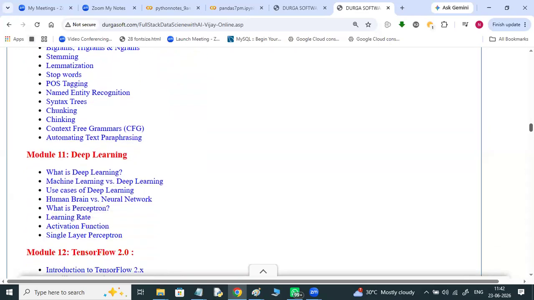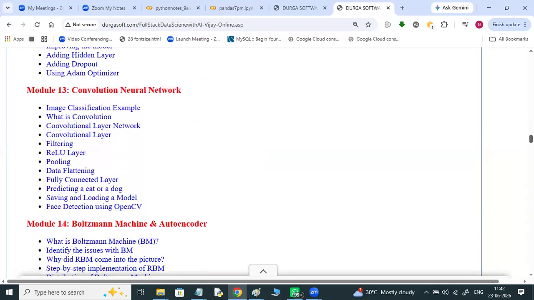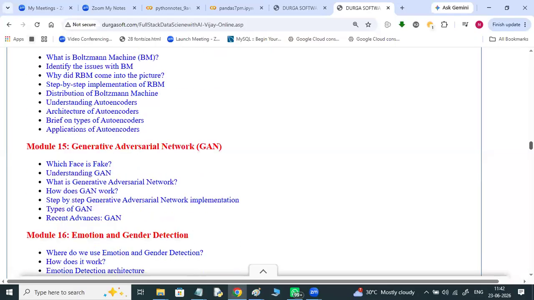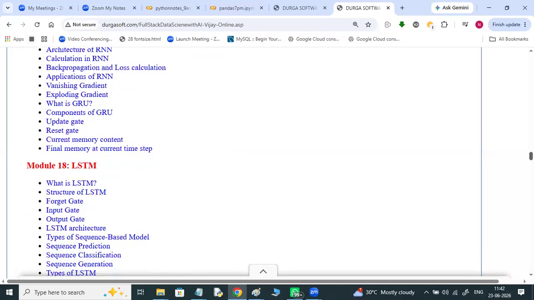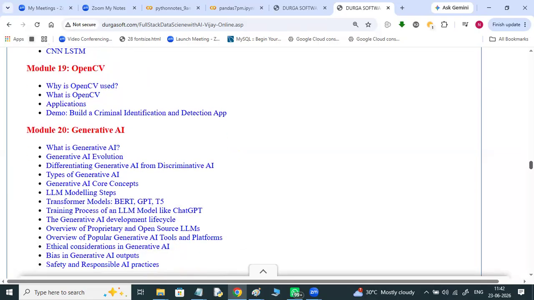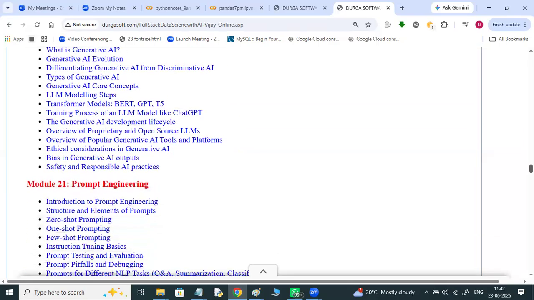Deep learning, TensorFlow 2.0, right? Convolutional network, Boltzmann machine, autoencoder, generative adversarial network, and emotion and gender detection, right? Yes. LSTM, OpenCV, generative AI. Module number 20 to 30 is generative AI, and 30 to 40 is agentic AI. 10 modules on this, 10 modules on this, right?